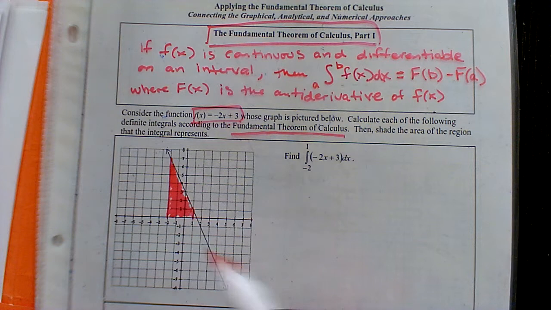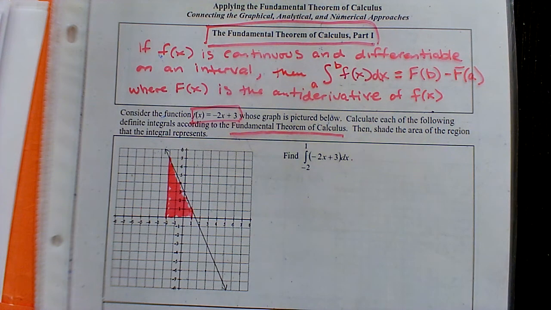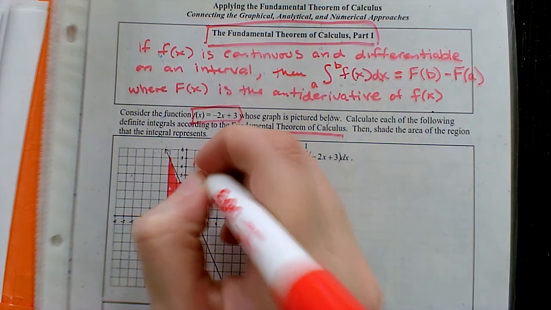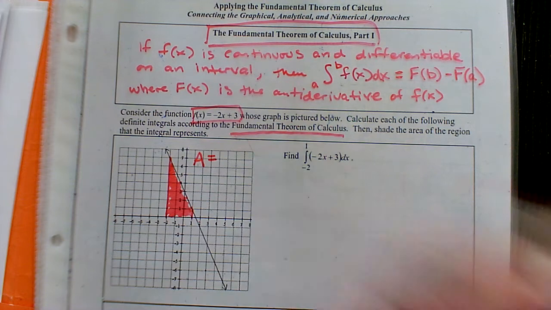We're not going to use left endpoints, right endpoints, midpoints, nothing like that, because we want to try to find it exactly. Now if you take a look at that shaded region in there, is that a geometric shape that we are already familiar with? What does that look like to you? It's a trapezoid, exactly. So we could probably use the trapezoid formula to find the area exactly.